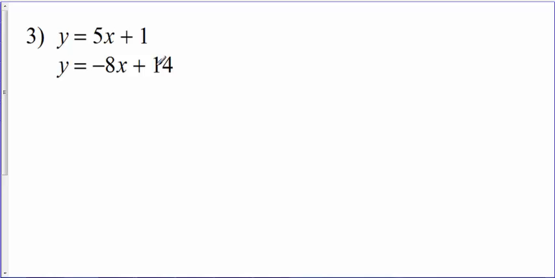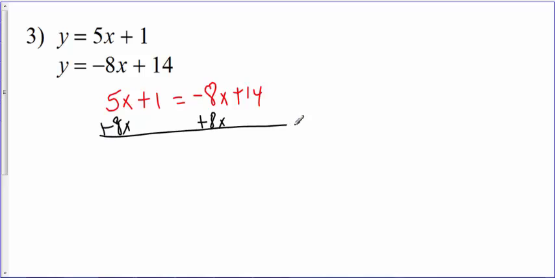When you are solving a system of equations where both equations are in slope-intercept form, what you want to do is set the equations equal to one another. Once you set the equations equal to one another, then you can start to solve by getting the variables on one side. So that gives me 13x plus 1 equals 14, minus 1, minus 1. So 13x equals 13.